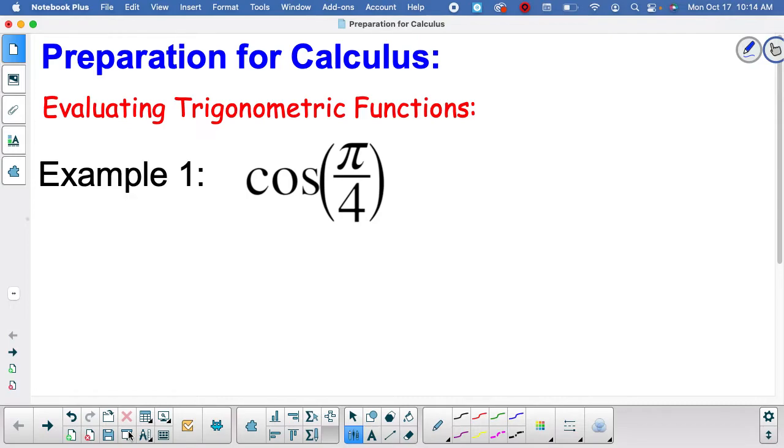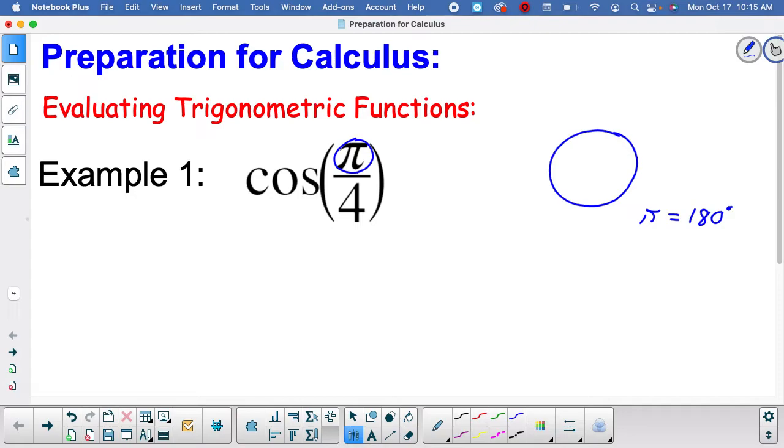So if I had cosine of pi over 4, if you remember back in trig, there's a connection here. If I go around a circle one time, we know that to be 360 degrees, or that also is known in terms of radians as 2 pi. And so the connection is that anytime I see pi, at least what I think of is pi ends up being halfway around a circle, or that's 180 degrees.